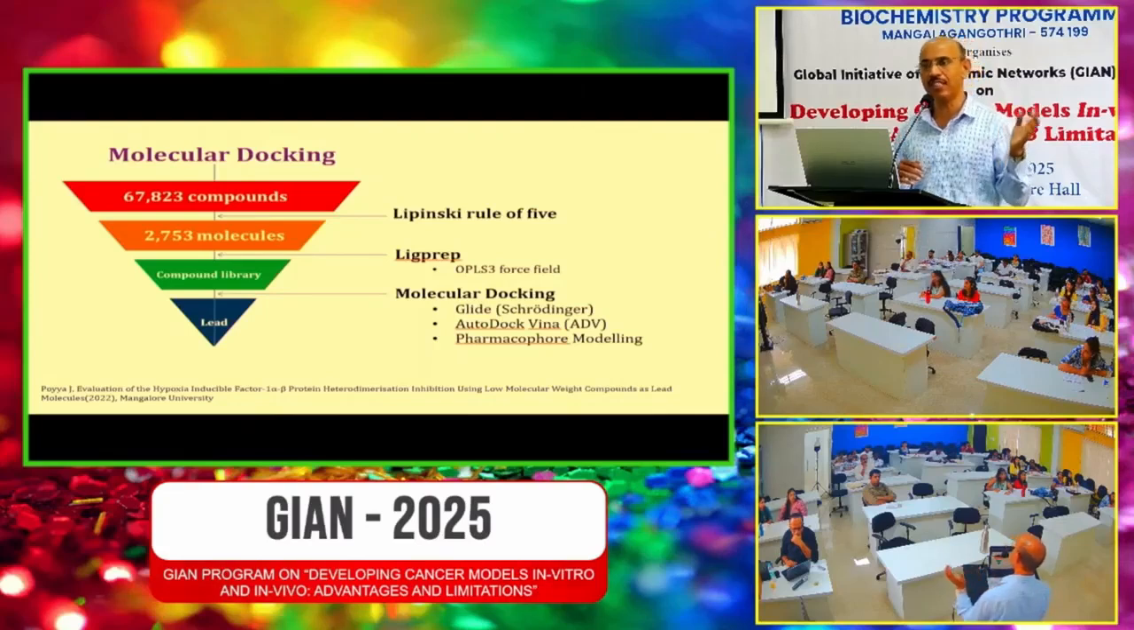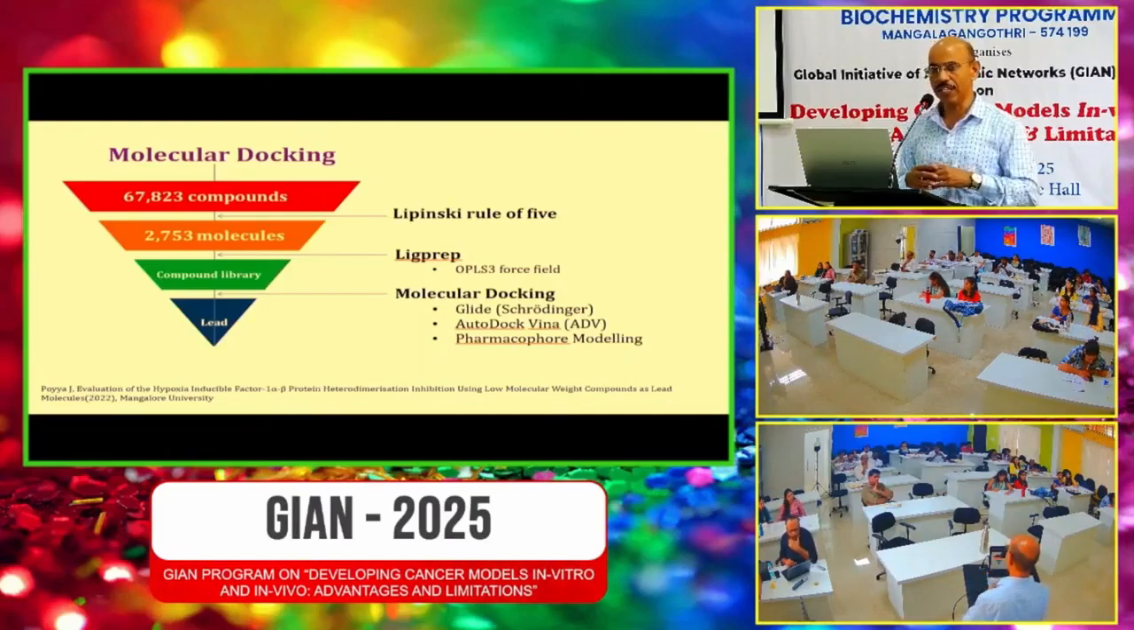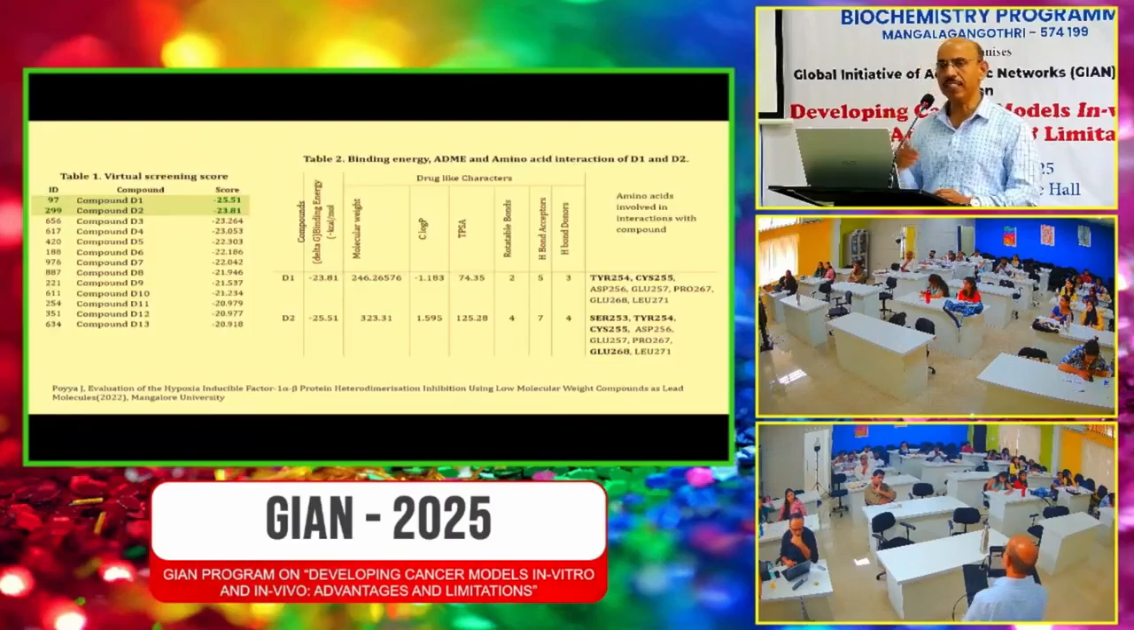At that time, only this Schrodinger software was purchased in the Department of Industrial Chemistry, and we actually took the help of industrial chemistry to carry out this docking study and other studies using Schrodinger, and we could get a better result. And when we analyzed the results of the compound library that we prepared, we found that there are certain compounds.